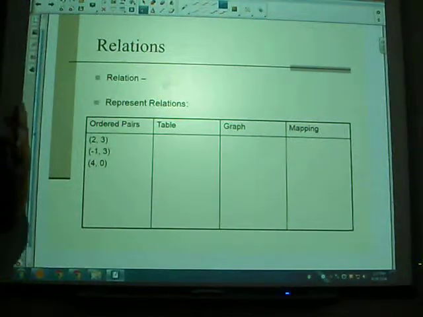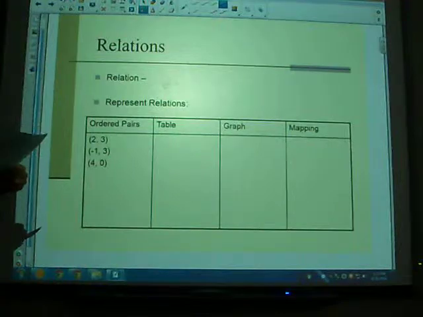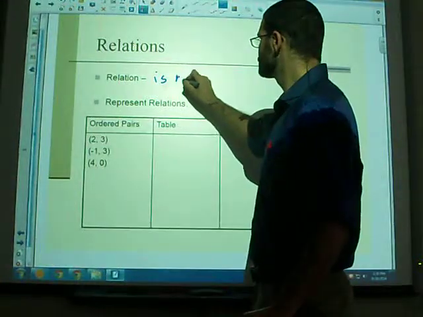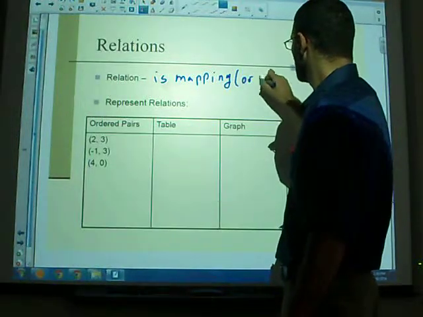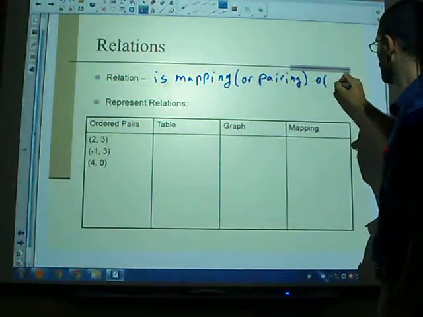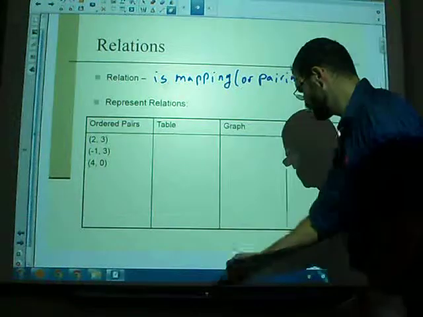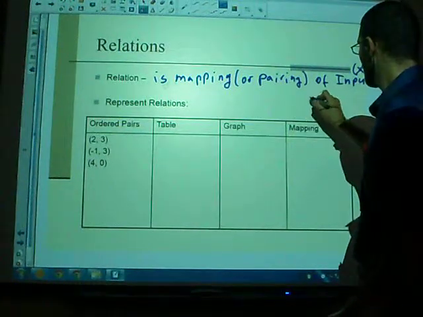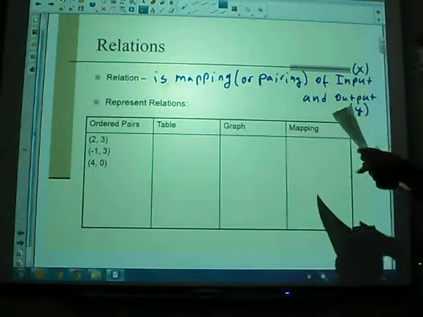So, now once you know what the coordinate plane is and how to plot the points in the coordinate plane and how to read their coordinates, we need to talk about something called relations. A relation is a mapping, and sometimes we call it pairing, of input and output. Input would be our x coordinate and output is our y coordinate usually.